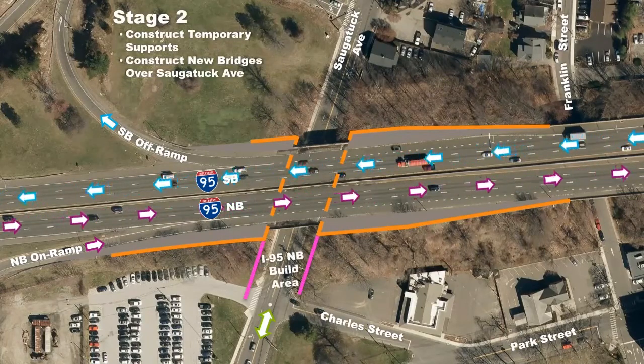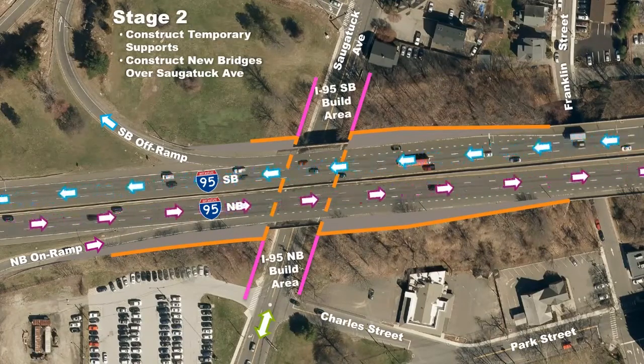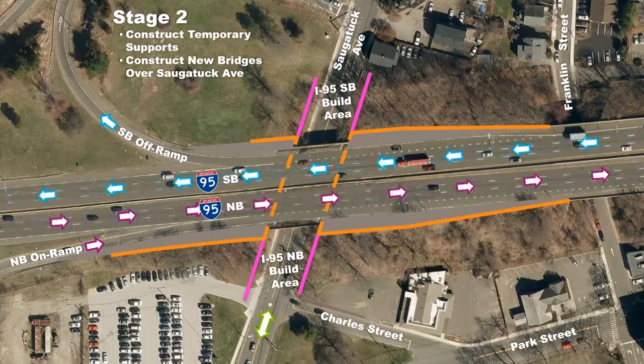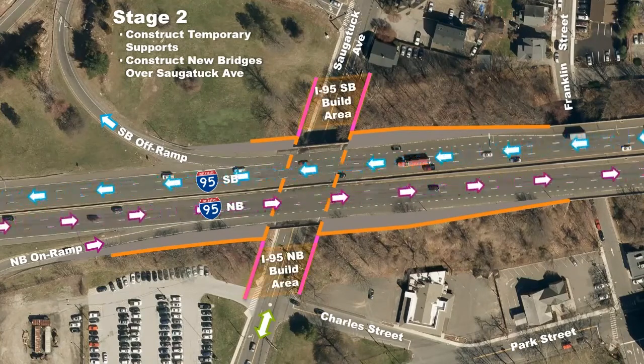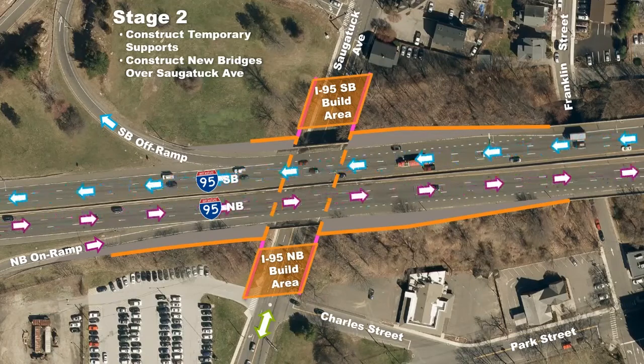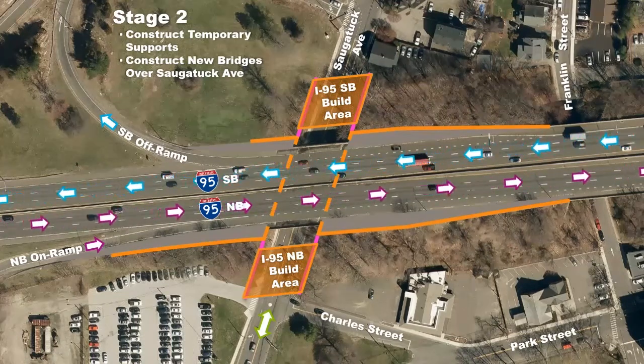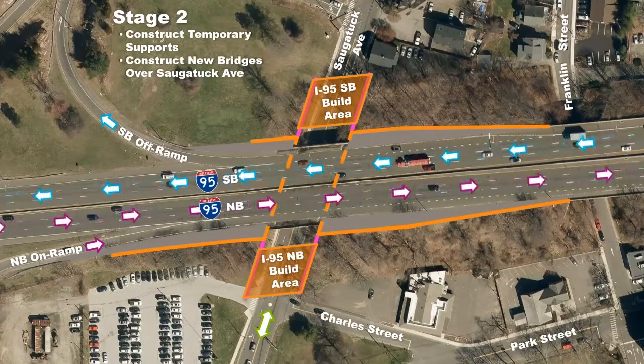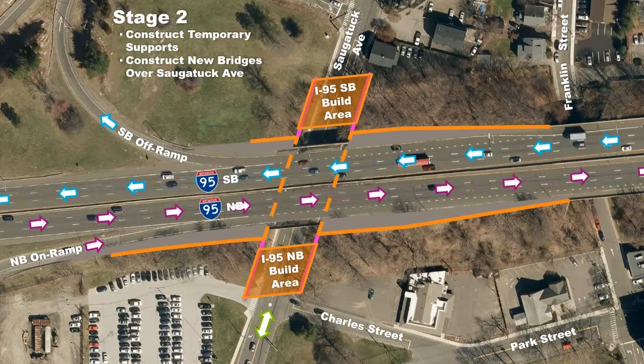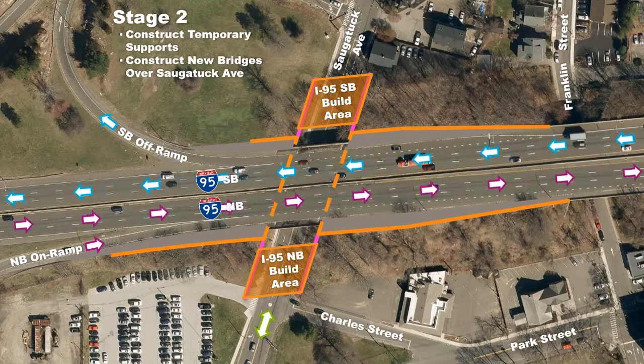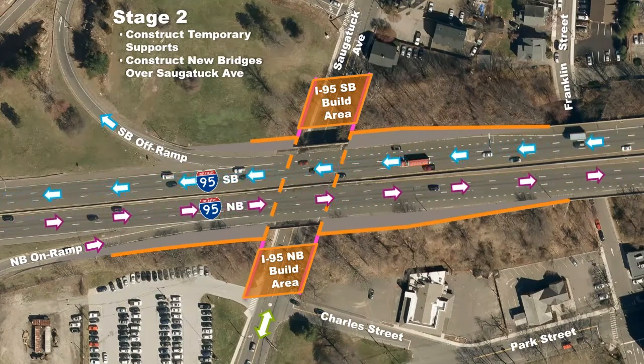In Stage 2, temporary supports are constructed outside the limits of I-95 and Saugatuck Ave. New bridges are built on these temporary supports, spanning over Saugatuck Ave and outside the limits of I-95. Occasional brief closures of Saugatuck Ave will be needed to facilitate crane picks for the bridge construction, but there will be no long-term disruptions to local traffic.